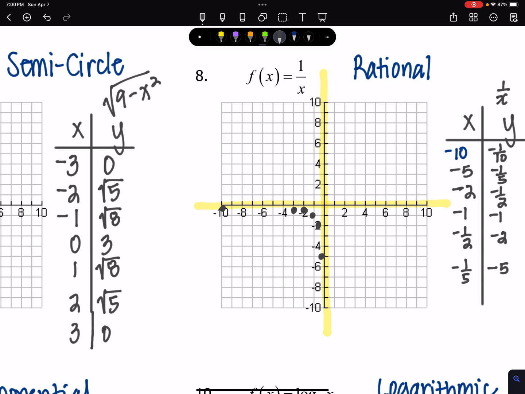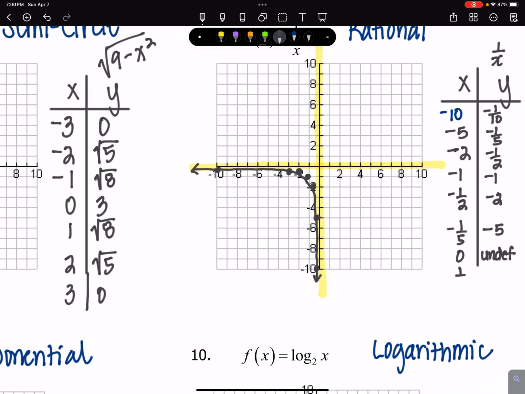So what's going to happen is our points are going to form a curve that looks just like that. And that's what happens when you put negative numbers in, not that, but that. So that's what's going to happen when we put negative numbers in for x. Now what happens if we put a 0 in? Well, you cannot divide by 0, so that would be undefined.